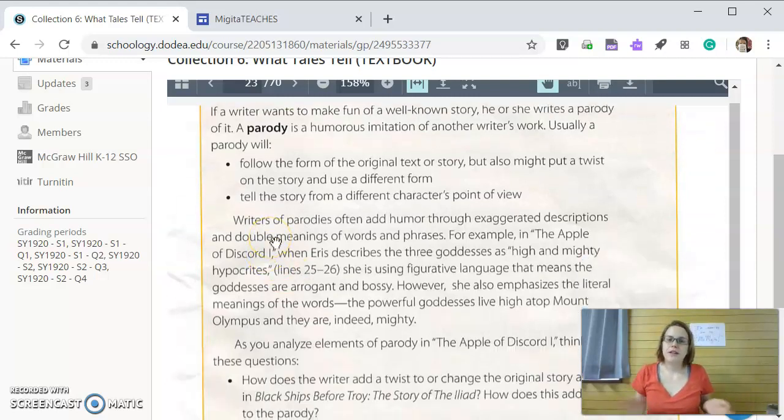So writers of parodies often add humor through exaggerated descriptions and double meanings of words, i.e. puns, lexical ambiguity. Love that stuff. So when Eris describes the 3 goddesses as high and mighty, that has 2 meanings. Like high, they actually live on Olympus, and mighty, they are powerful, they're goddesses. But it also has the meaning of being up on your high horse and prideful. And she means both those meanings at the same time, and that's very clever writing because it gives multiple layers. It's also figurative language, puns.